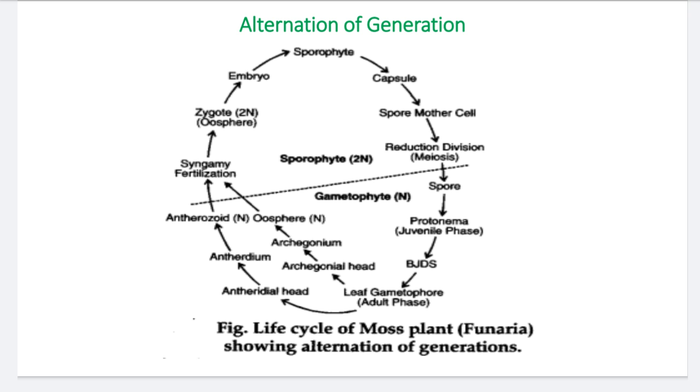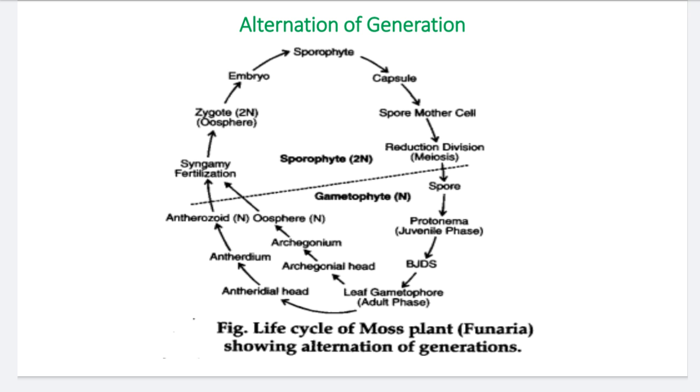The spores are meiospores. Why meiospores? Because they develop after meiosis. Meiosis takes place in the sporogenous tissue, which is present in the capsule. In the young capsule, the sporogenous tissue is diploid. That diploid tissue goes through meiosis, the reduction division. In this way, many haploid spores are developed in the sporangium or capsule.